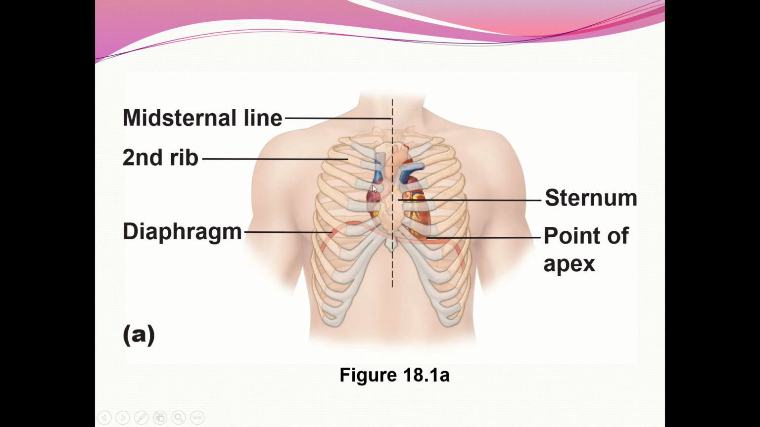The mediastinum occurs along the midsternal line, and the heart is located in this area, and it actually moves about 2/3 to the left of the midsternal line with the apex in the notch of the left lung.